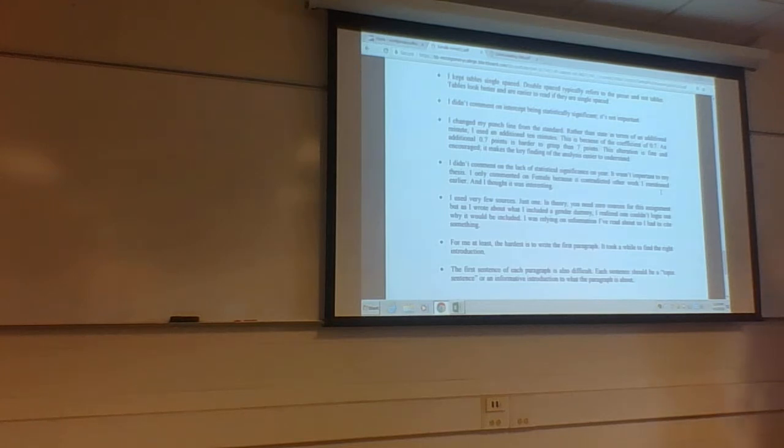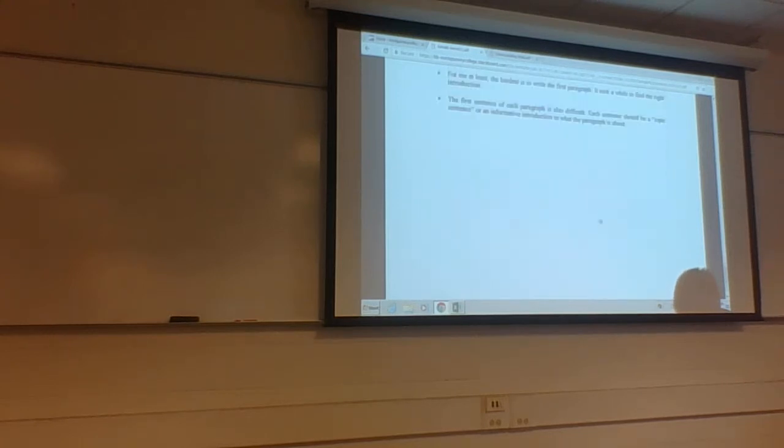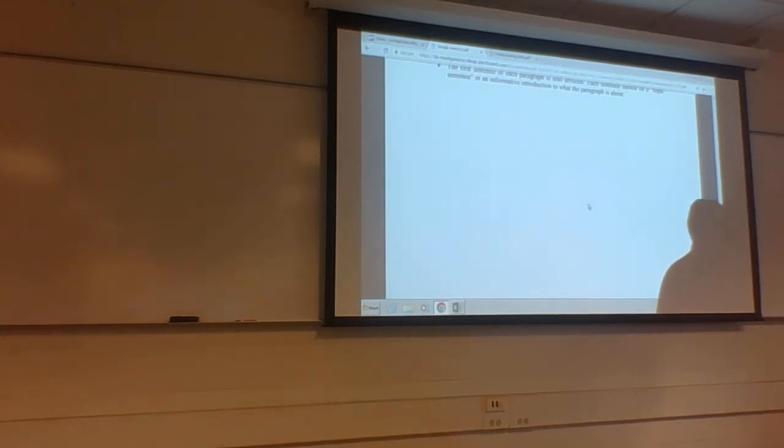For me, the hardest paragraph to write is the first paragraph, but it might be different for you. So if you are writing it and you get stopped in the first paragraph, just write the other parts. I think I wrote the first paragraph last. The first sentence, too, is also really important, and remember the idea of atomic sense.